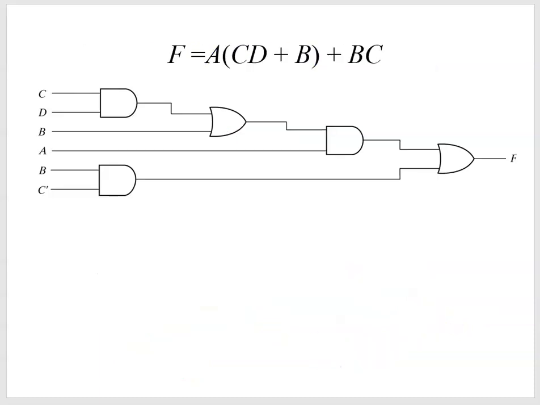So we can use this double bubble or involution theorem, excuse me, on any circuit. So this is not a 2-level circuit. This has 1, 2, 3, 4 levels. C has got to travel through 4 gates before it gets to F. But without changing the circuit, we'll just change the implementation to NAND.